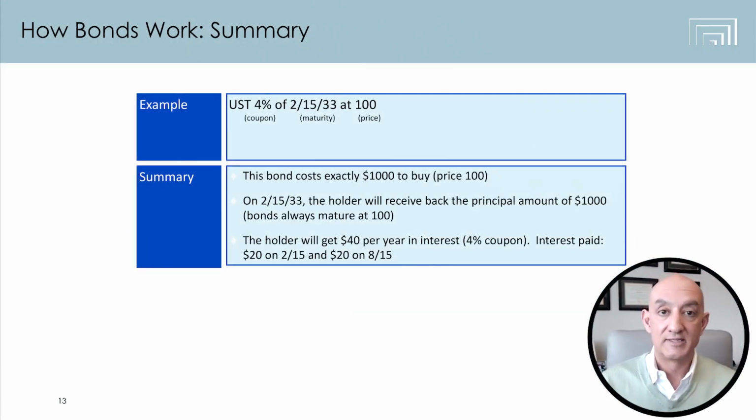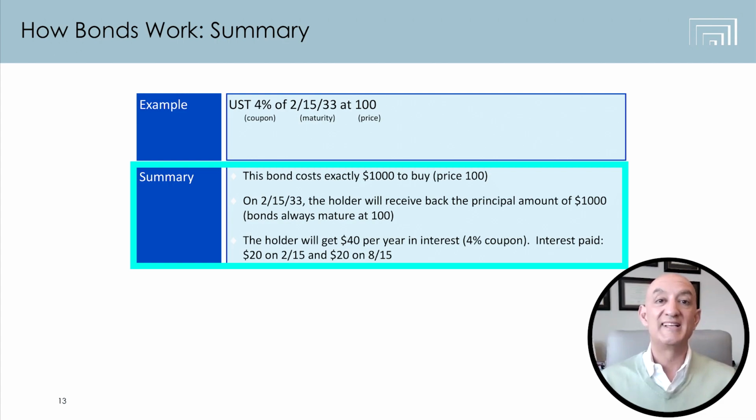So to summarize, this bond costs exactly $1,000 to buy. That's shown by the price of 100. On February 15th of 2033, the holder of that bond will receive back $1,000 of principal value in the bond. That's shown by that maturity date of February 15th of 2033. And the interest payment is going to be paid between now and then as such.